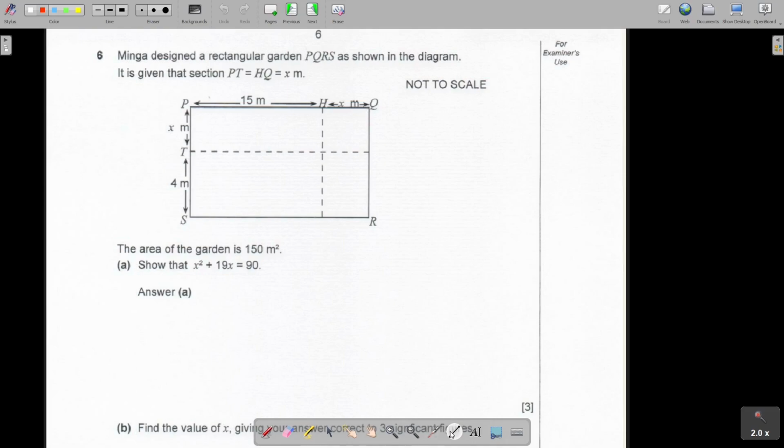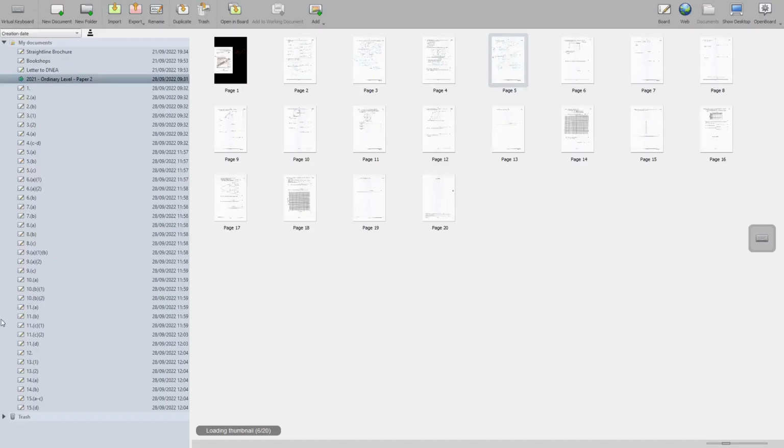Can I just mark that in red for you? Okay. So PT, that's X, and HQ, that is X, okay. But it's also on the picture like that. It's almost like the little corners there. The area of the garden is 150 meters square. Show that. That is how you come to a quadratic equation. But let's just go to the textbook and look at a few examples that can maybe help you there.